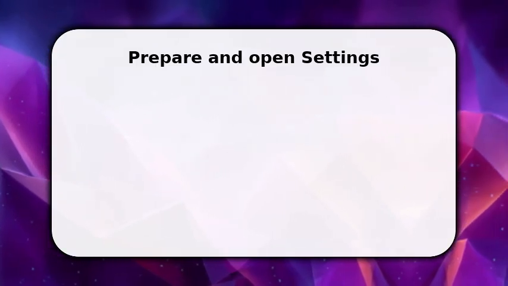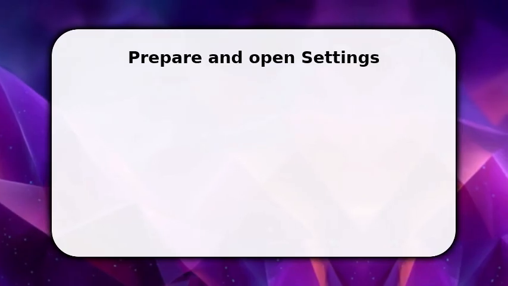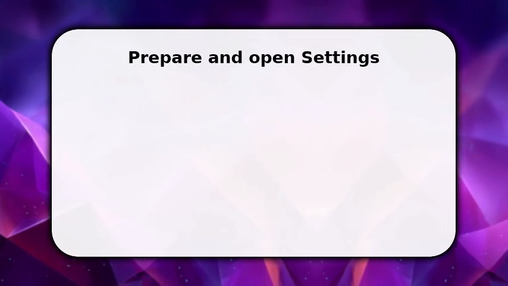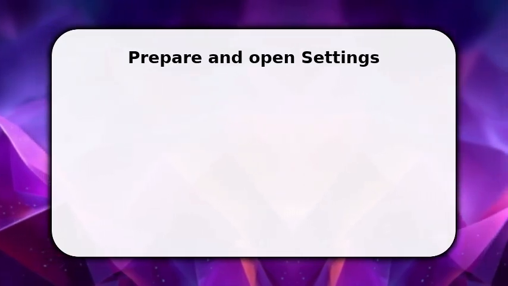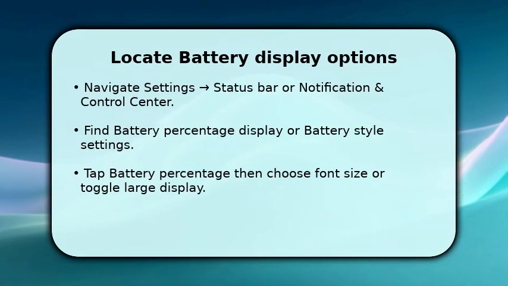Make sure you know whether your Color OS version labels the option Home Screen and Lock Screen or simply Display. If unsure, check for similar wording. This first step locates where battery display and font options live so you can change size safely. Now you will navigate deeper.